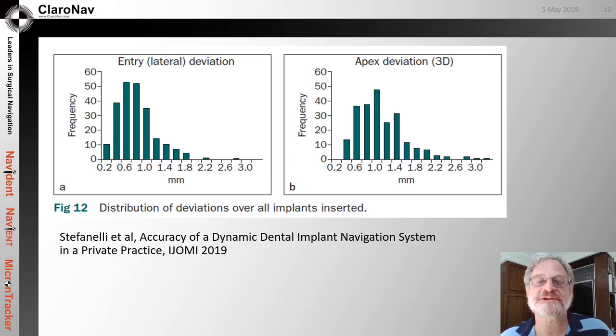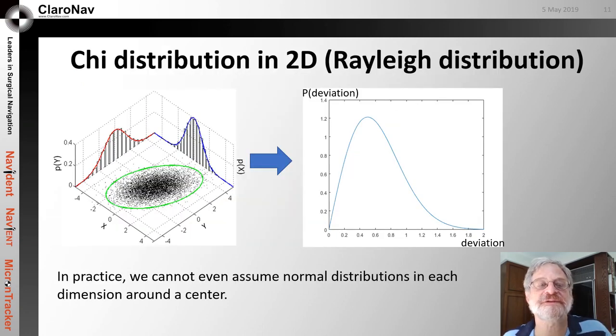Here's what deviation histograms for a real study look like. These were published in a recent accuracy assessment paper. Turns out there is actually a mathematical name for such a distribution. It's called a 3D chi distribution. It describes the distribution of the length of vectors when each component of the vector is distributed normally.